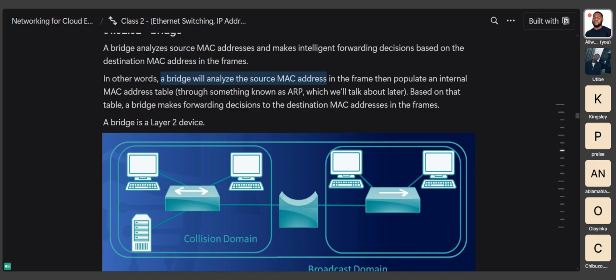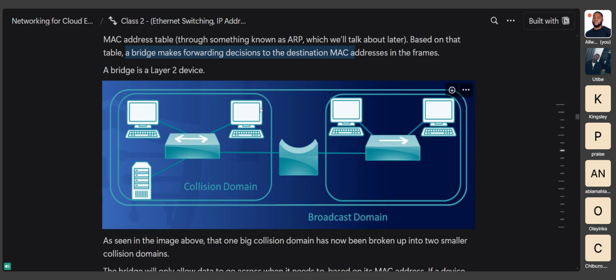In other words, a bridge will analyze the source MAC address in the frame and then populate an internal MAC address table. Now, it does this through something known as ARP. This is not ACK. I know we talked about SYN-ACK before, but that's totally different. SYN-ACK is a three-way handshake that happens in TCP connections. This is ARP, something totally different entirely. I'll just read it again. A bridge will analyze the source MAC address in the frame and then populate an internal MAC address table through something known as ARP, which we'll talk about later. Then based on that table, a bridge makes forwarding decisions to the destination MAC addresses in the frames. I hope that makes sense, but we're going to understand more about it here.